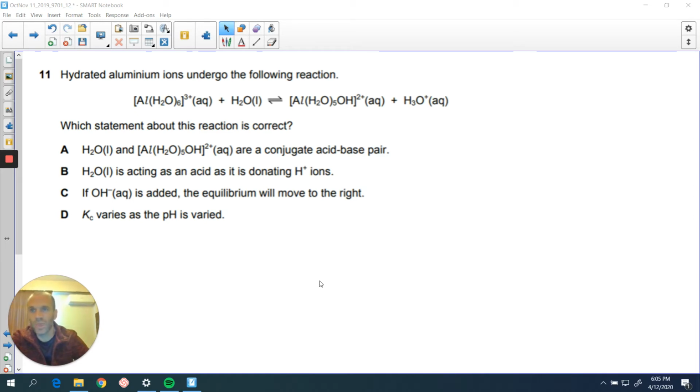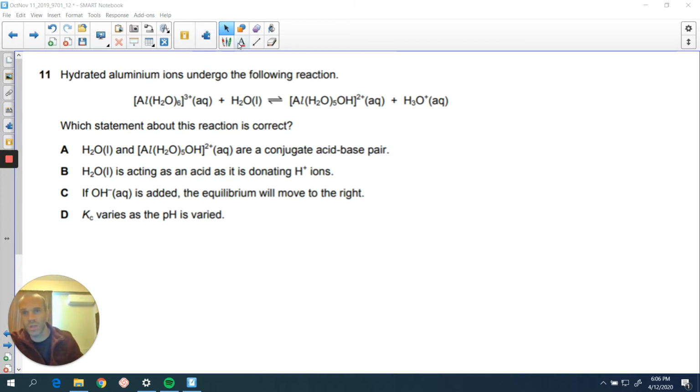Question 11. Hydrated aluminium ions undergo the following reaction. There you've got your equation, and then which statement about this reaction is correct? Now, this is a reversible reaction, so this is likely to be exploring the ideas of equilibriums, and also potentially here we can see this is about acids and bases, or conjugate acid-base pairs. Okay, statement A, water and the hydrated aluminium ions are a conjugate acid-base pair.